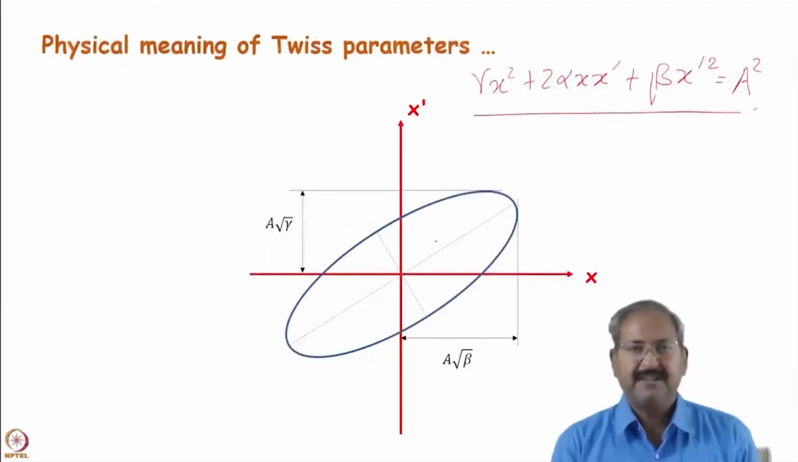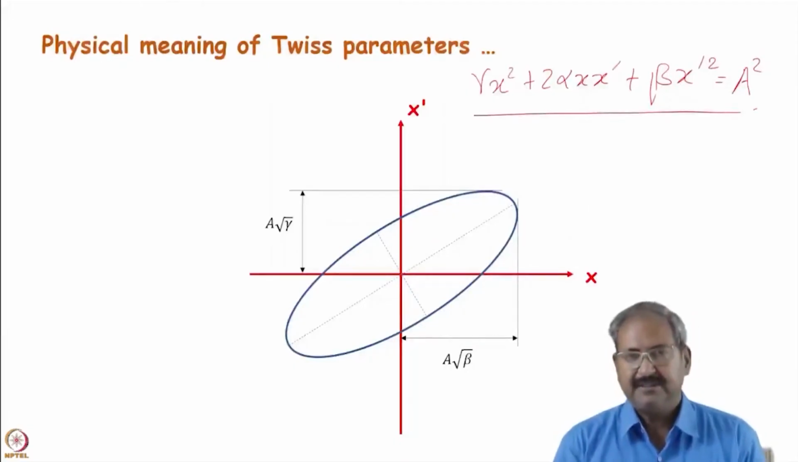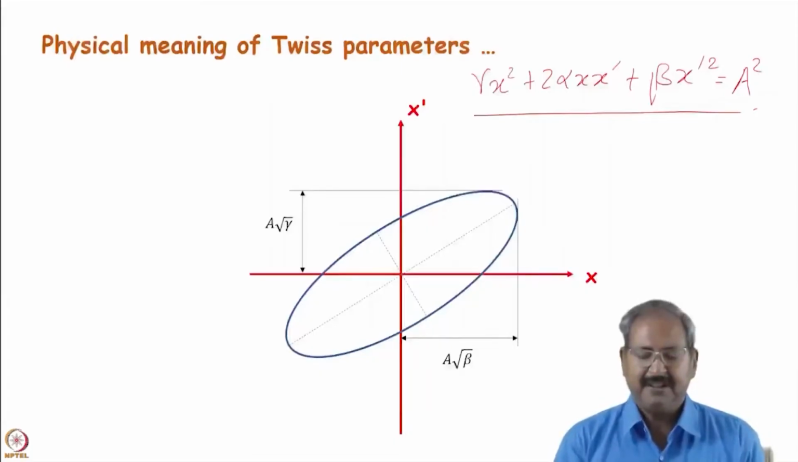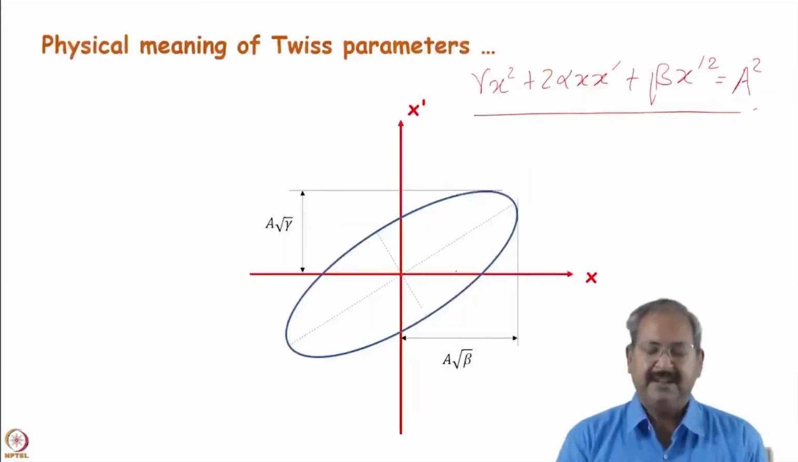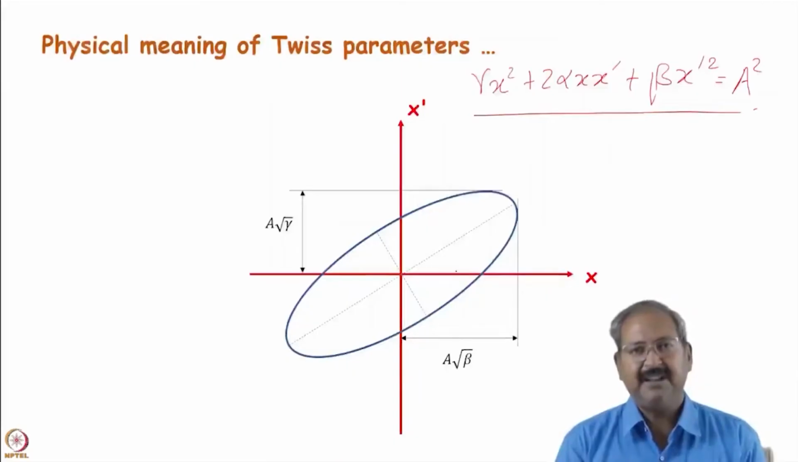How can this ellipse be plotted? We have seen two methods. In one method, we generate various combinations of x, x prime corresponding to the same A, and those various combinations will produce an ellipse, and the area of this ellipse will be pi A squared, which is invariant.